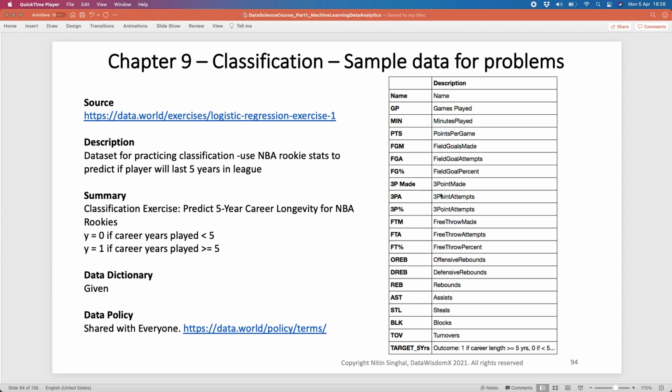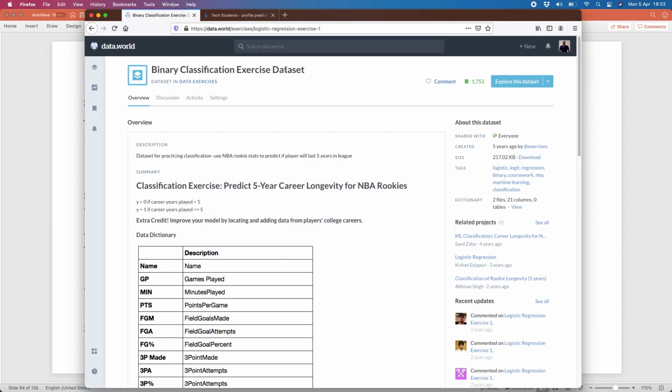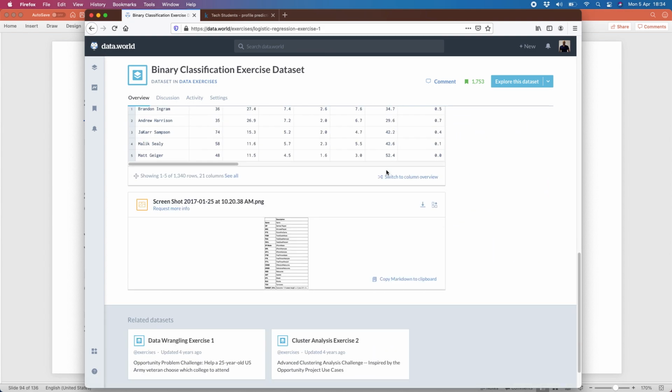So this is your data dictionary. We'll show you what the data looks like during the model building exercises. And just to show you the data source, so the data.world website and the particular data set. So it's the binary classification exercise data set. It's a public data set, so you can use it. So again, you've got the dictionary here, you've got a cut of the sample data, and you can download this data on your own too.